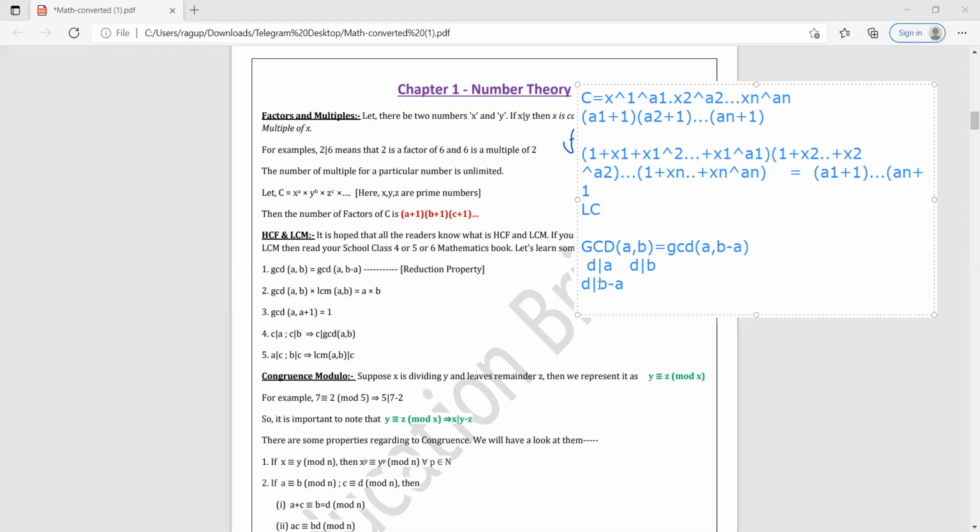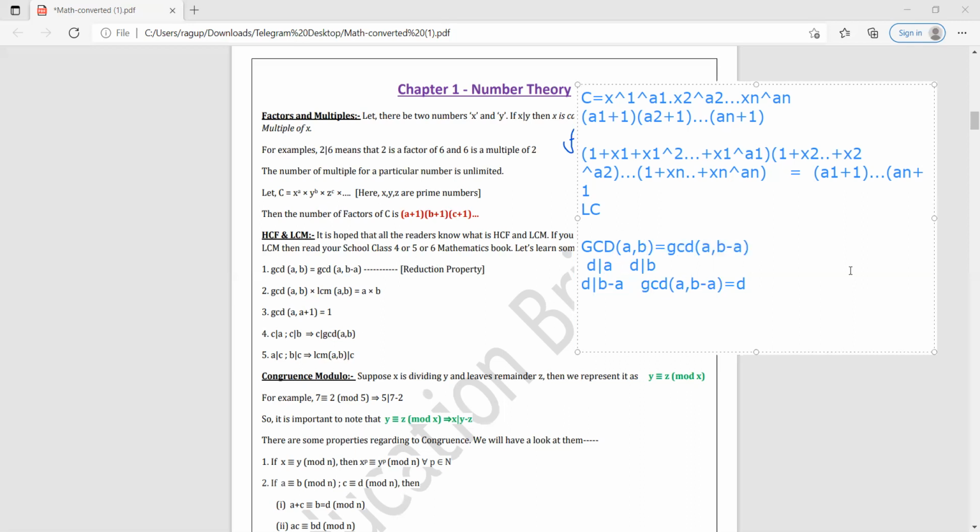Thus, as D divides A and D divides B minus A, therefore GCD of A comma B minus A would be equal to D. So now we have GCD of A comma B minus A equal to D. And now some of you will ask that we have just proved that D divides B minus A and D divides A, and it does not mean that GCD of A and B minus A is D.